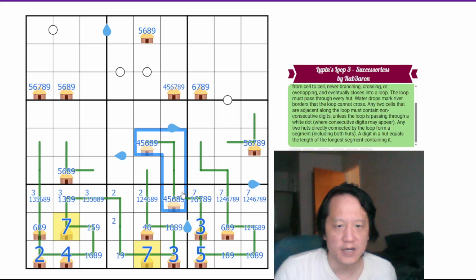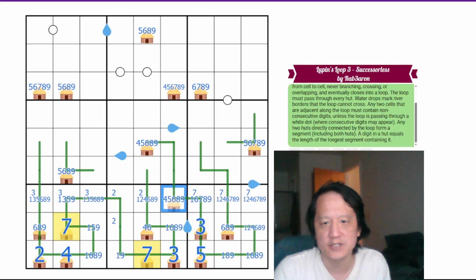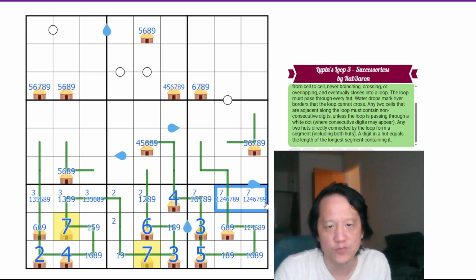So this size is 1, 2, 3, 4. This size is 3, so this has to be a 4, which means this can't be 4, this is 6. There's no 4 or 6 left in this box. 4 eliminates 4 in the rest of this row. No more 6 here because of 6 in the row.